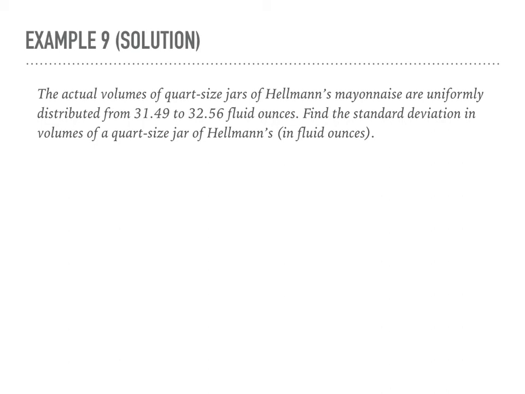In example 9, we are now going to find standard deviation. The actual volumes of quart-sized jars of Hellmann's mayonnaise are uniformly distributed from 31.49 to 32.56 fluid ounces. Find the standard deviation in volumes of a quart-sized jar of Hellmann's in fluid ounces. So standard deviation should be equal to taking b minus a, then squaring it, divide by 12, take the square root. You should get 0.3089.